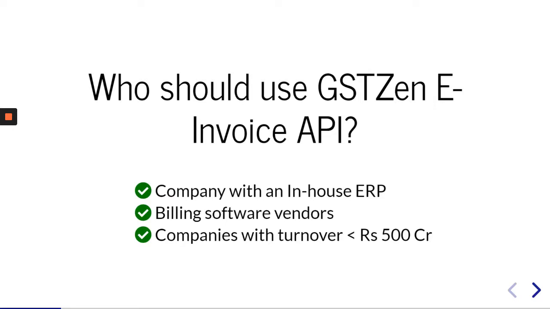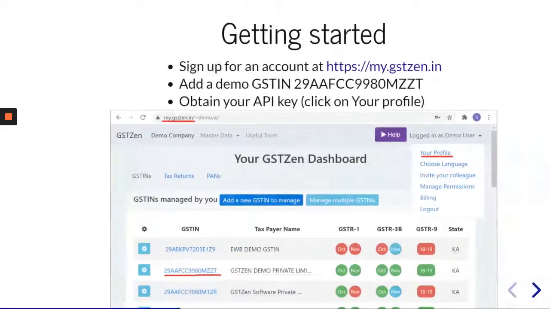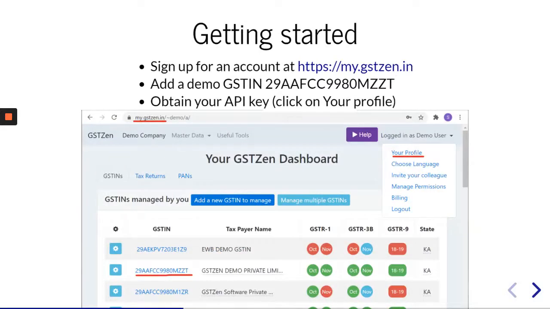And companies with turnover below 500 crores who do not have direct access to the government portals can use these APIs. The key features of GSTZen's APIs are that you can get started in a few minutes. It's a developer-friendly API and the response is very user-friendly. And we provide top quality support. Here's how you get started.